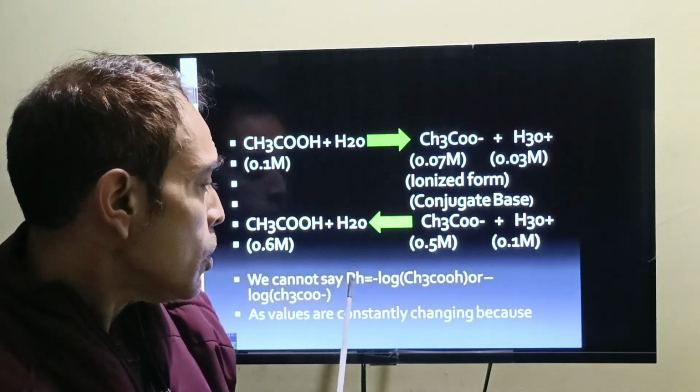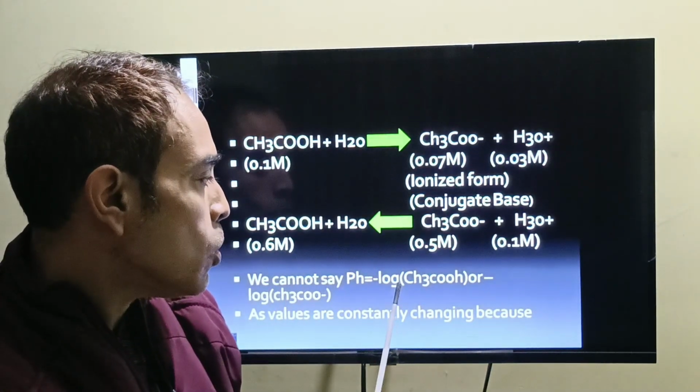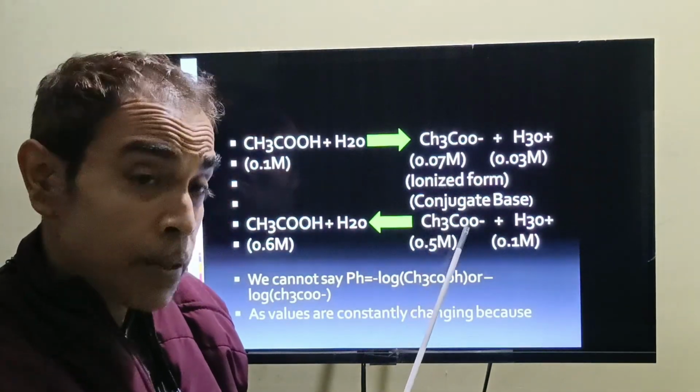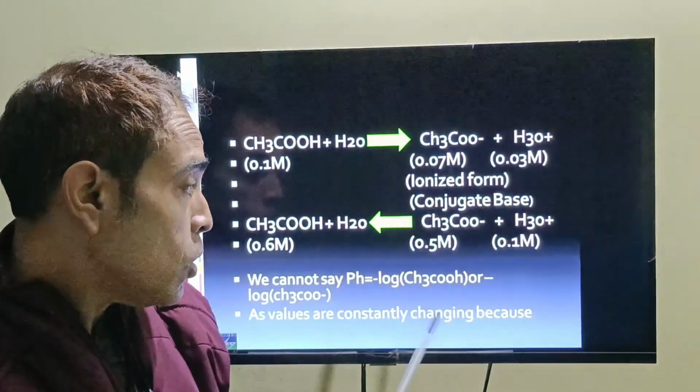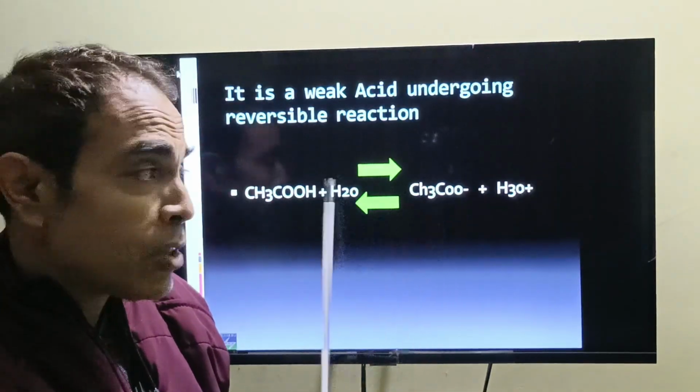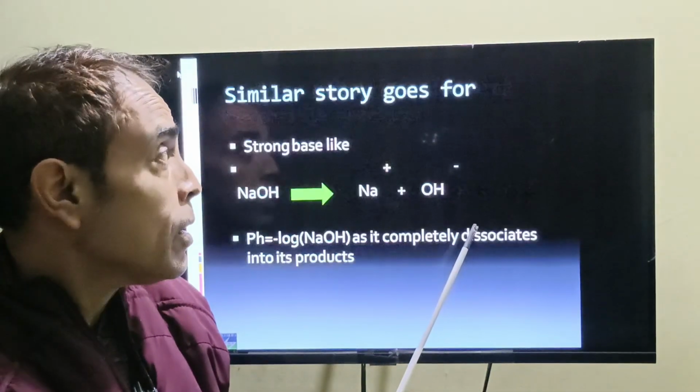So if you want to say that pH is equal to the negative log, it will be very difficult, because the values, as you see, are changing compared to strong acids. Because it is a reversible reaction, it doesn't completely dissociate in weak acids.